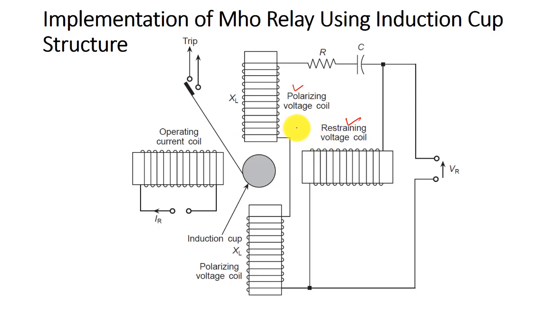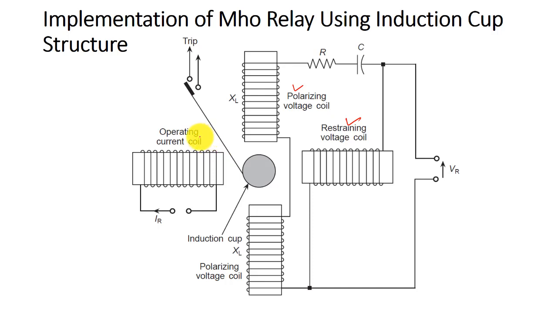So you can see here, the voltage coil will act as the restraining part. It will develop the restraining torque. Therefore the interaction of the flux produced by this polarizing voltage coil and the restraining voltage coil will produce the restraining torque, like here and here, both the polarizing voltage coil and the restraining voltage coil.